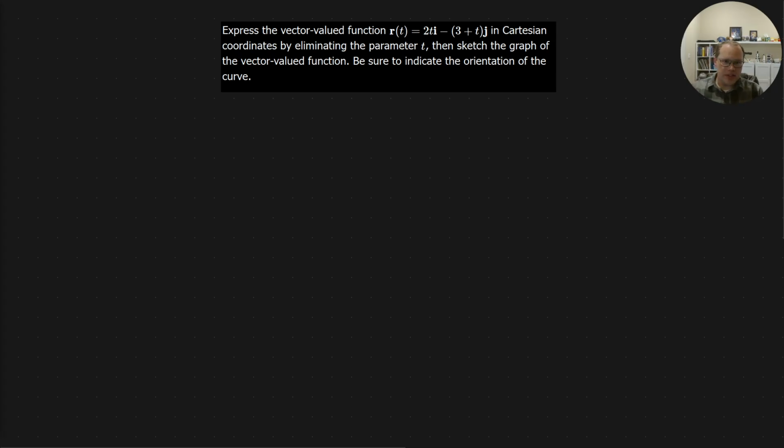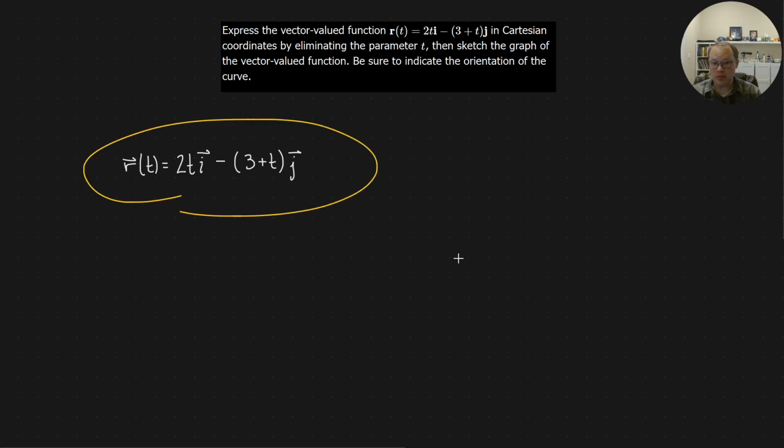Let's get a little bit of experience plotting these vector valued functions. Now, there are different ways we could do it. For this particular example, we have r of t equals 2t i minus (3 plus t) j. So how could I go about plotting this? We aren't super familiar with what vector valued functions look like. This one, if you think about it, you might actually be able to get. This is a familiar form.